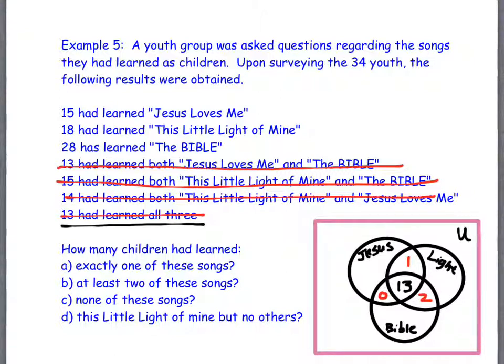Shall we move our way up again? It says 28 learned the Bible. So currently in that lower circle for Bible, how many do I have? 15. So how many am I missing? 13. So there's 13 down here.